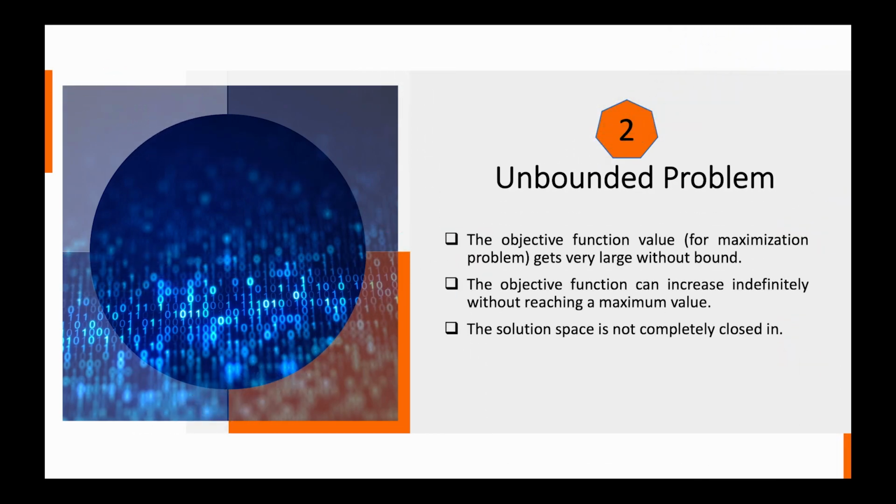Second special case, unbounded problem. The objective function value for maximization problems gets very large without bound. The objective function can increase indefinitely without reaching a maximum value. The solution space is not completely closed in.